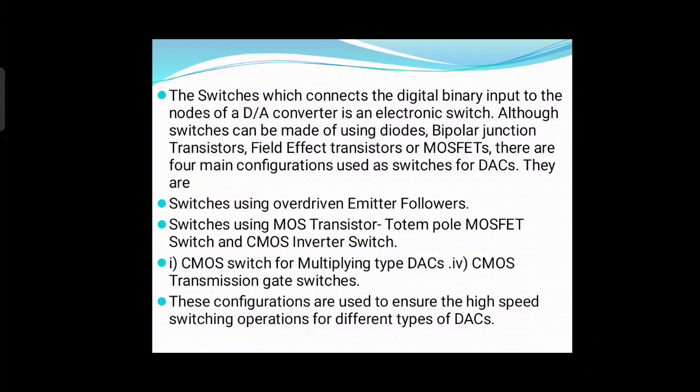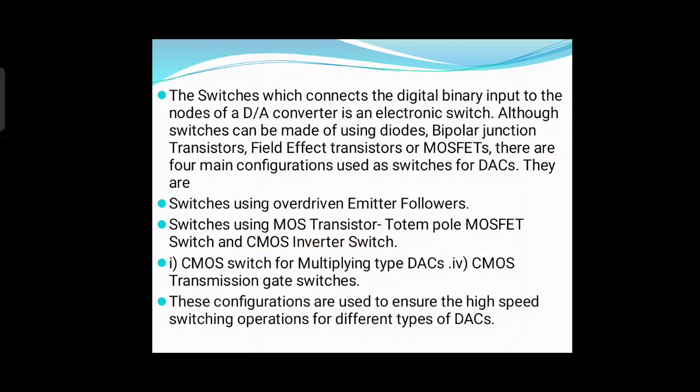Switches using overdriven emitter followers. CMOS switch for multiplying type DAC. CMOS transmission gate switch. These configurations are used to ensure high speed switch operation for the different types. The switches using overdriven emitter followers: the bipolar transistors have a negligible resistance when they are operated in saturation.